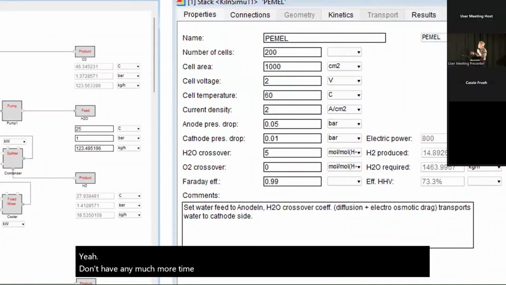So 73% is then available by higher heating value in the hydrogen.